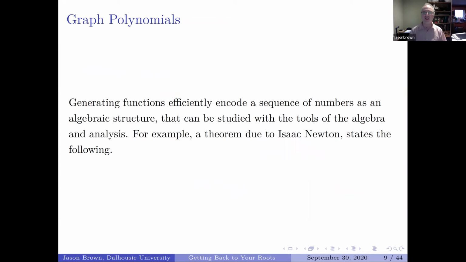Now, generating functions efficiently encode a sequence of numbers as an algebraic structure that can be studied, therefore, with the tools of algebra and analysis. So what kind of tools could you use, and can you get something from algebra and analysis that you might not be able to get otherwise just from combinatorics? For example, there's a beautiful theorem that you may not have seen before, due to Isaac Newton, which states the following.